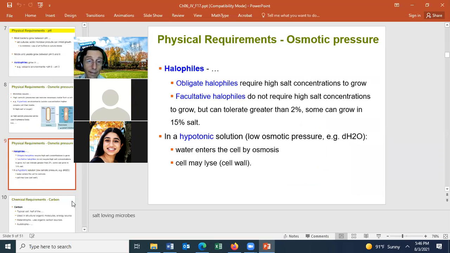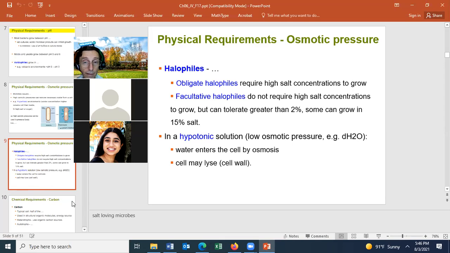Halophiles are organisms that like growing in salt. An obligate halophile requires a high salt concentration to grow, like some of the organisms growing in the Dead Sea between Jordan and Palestine are obligate halophiles. You take them out of the high salt concentration and they'll die.